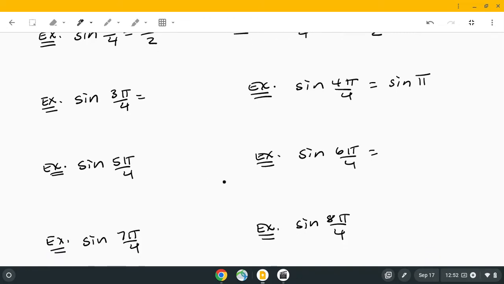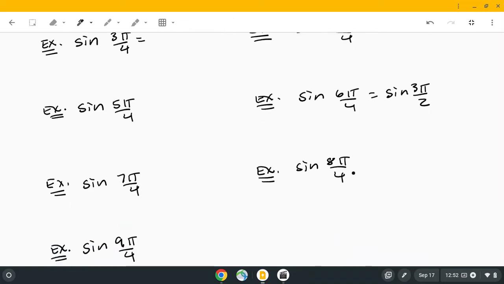What does that one reduce to? 3/2. Okay, 3 pi over 2. I should put sine first. Sine of 3 pi over 2. Okay. This one reduces to 2 pi. Okay, and then the rest of these do not.